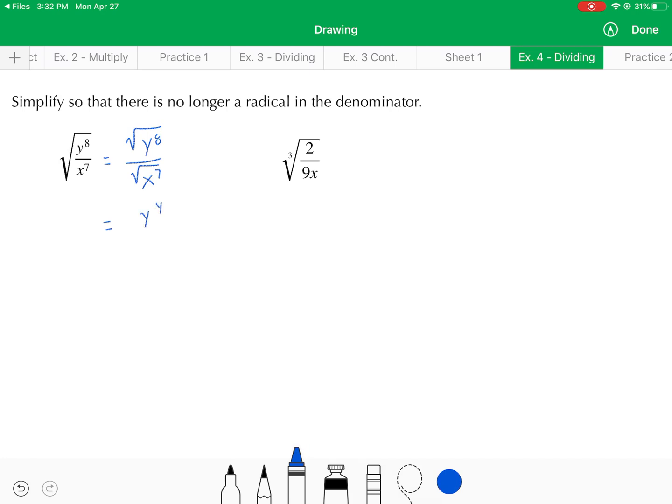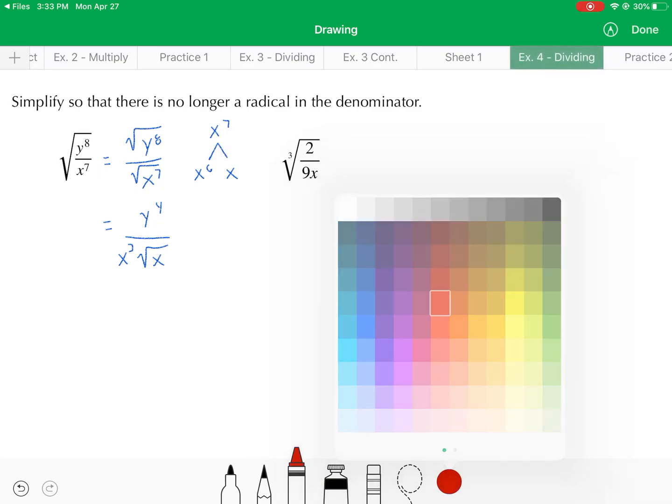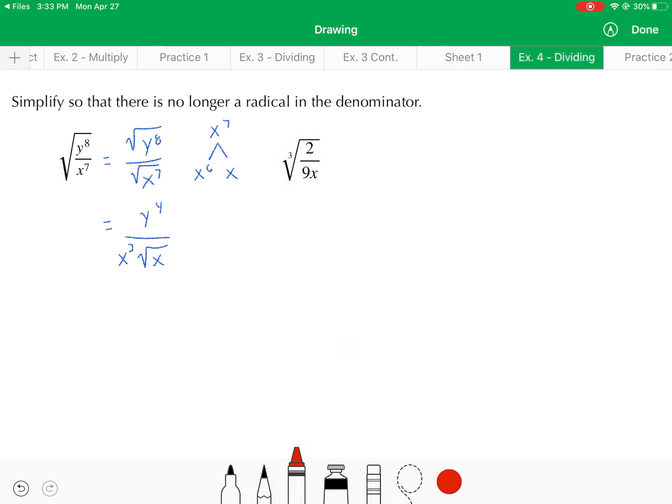Square root of y to the 8th just becomes y to the 4th, right? And then square root of x to the 7th, I'm going to have to think of x to the 7th as x to the 6th times x. Square root of x to the 6th is x cubed, and then you just have the square root of x left over. Okay. Now I rationalize.